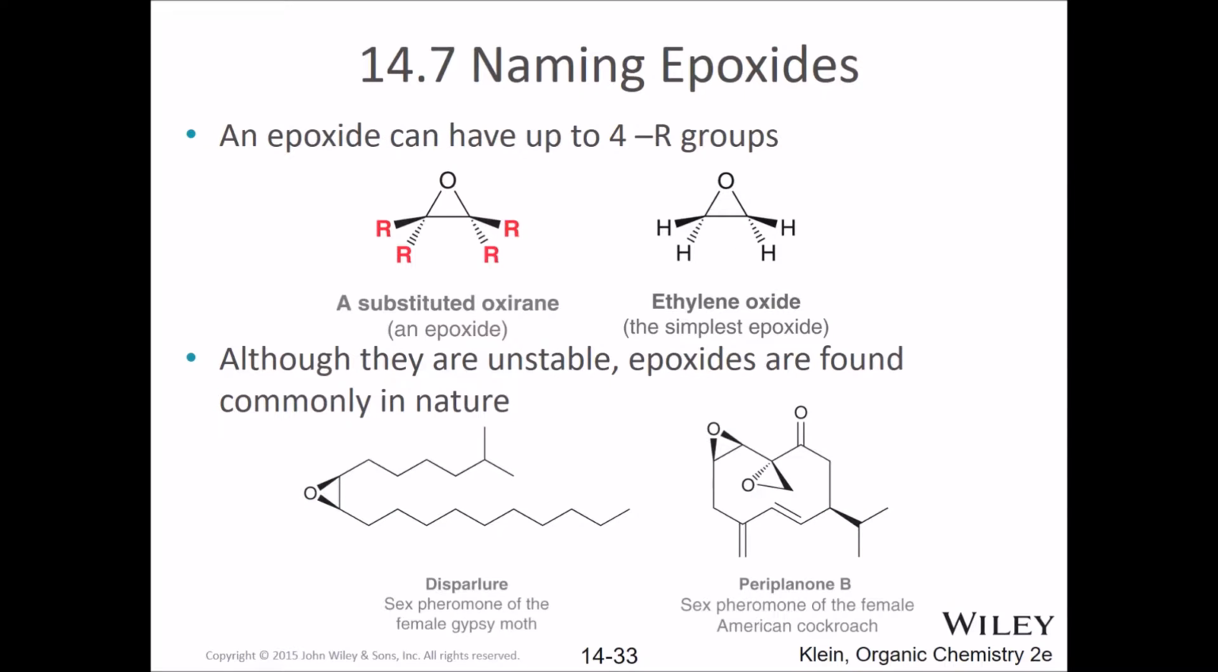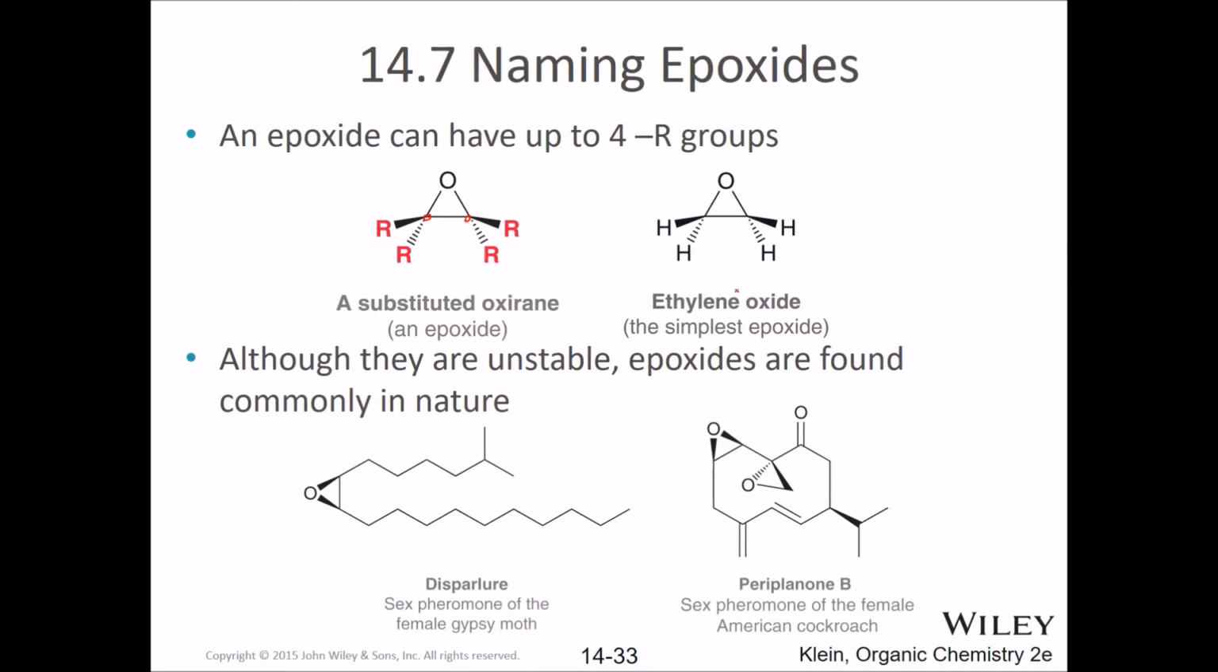Now that we know that, an epoxide can have up to 4 alkyl groups, of course. You've got a carbon here and a carbon here, and 2 of the bonds are there, so you've got 2 more on each. So you can have a total of 4 alkyl groups. The simplest epoxide has no alkyl groups, they're all hydrogens, and this is called ethylene oxide.